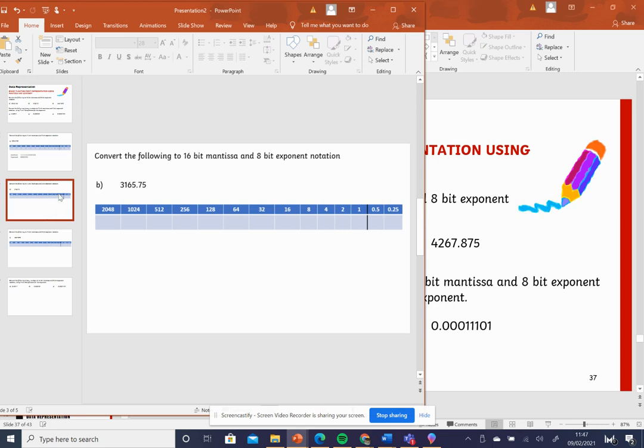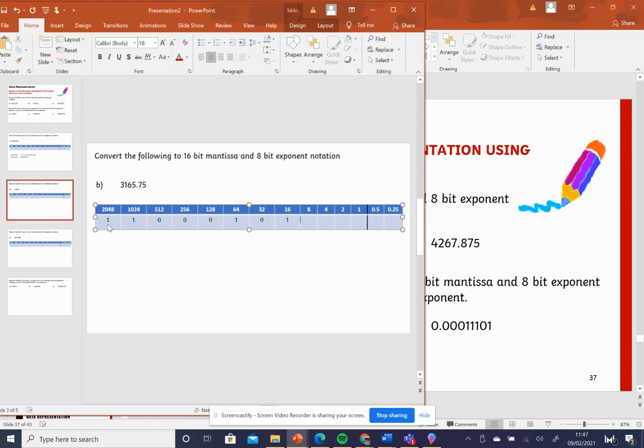For question 2, we have again a large value here, so it's 3165.75. Again, what I'm going to do is convert this into binary as I normally would. So again, I need a 1 in the 2048 column this time. I'm just going to count these through. I've already done these calculations. I'm not just working this out in my head at the moment.